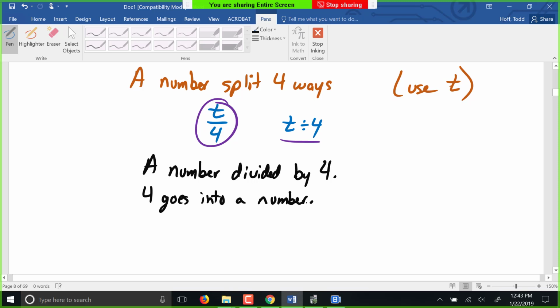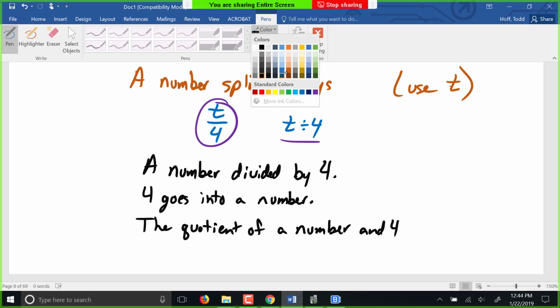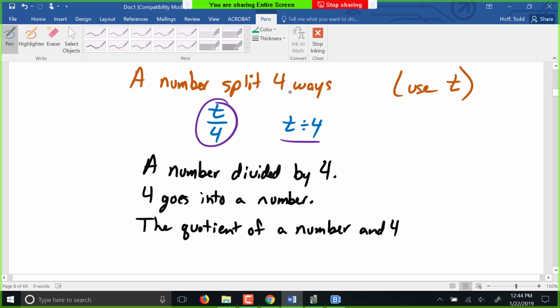Now, if you remember doing the goes-intos when you were in elementary school, 4 goes into a number. What's the fancy word for division? Like we had the sum, the difference, the product. There you go: the quotient of a number and 4. And of course, we could probably come up with several other phrases that would be translated into t divided by 4.